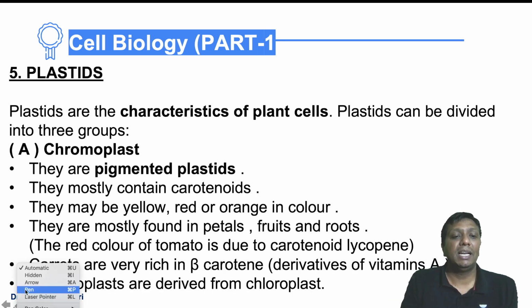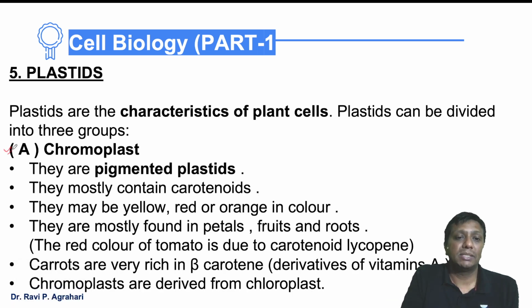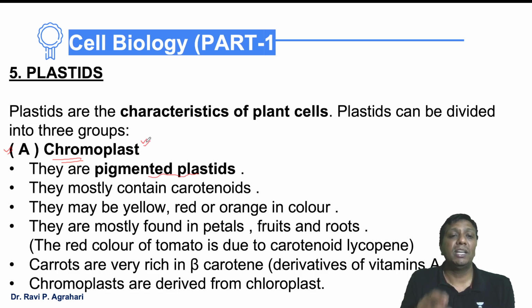The first plastid I'll come to is called chromoplast. Chromoplast is a pigmented plastid. Chroma means color, always remember. These are the type of plastid which provide a specific color to the plants and their parts. They mostly contain carotenoids. They have different colors like yellow, red, and orange, guys. They are mostly found in the petals. Petals are the part of the flower that have colors. So the color of a flower is defined on the basis of its petals.